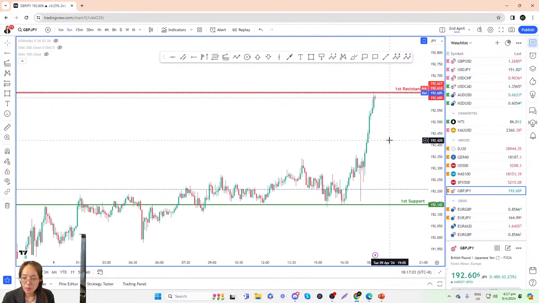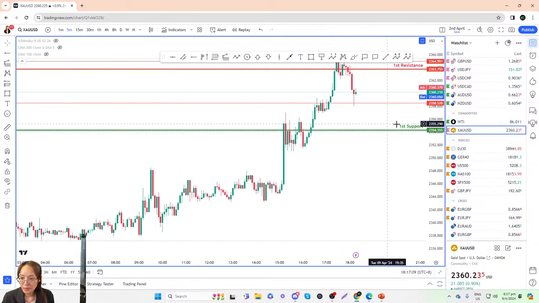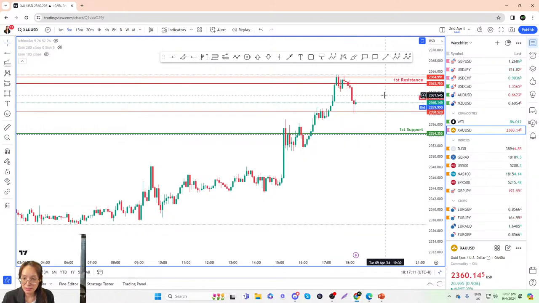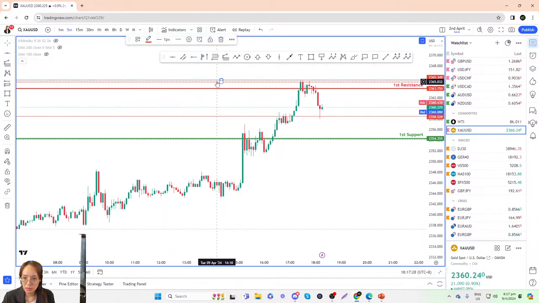Okay, not every time gold will revert from that extension. You can see that just now gold is falling from this extension here. If you target like at least for scalping, right, 30 to 50 pip, you already get the money. Okay, but at least like 2365, there are a lot of people waiting to go short from this level.